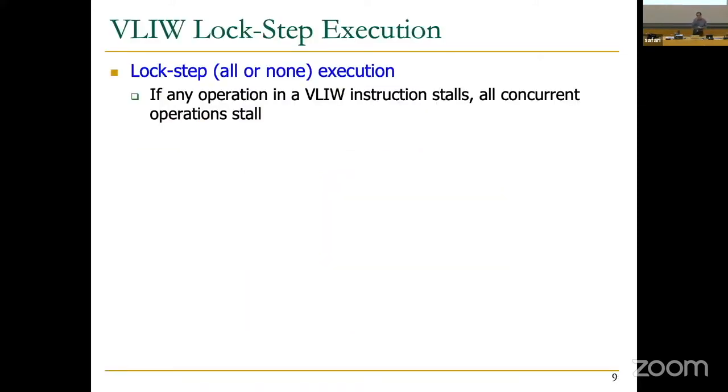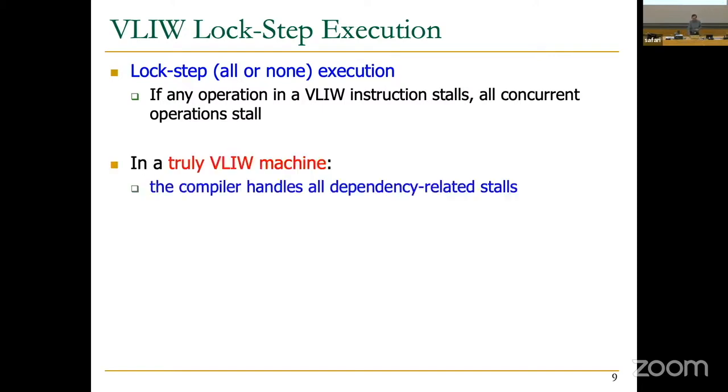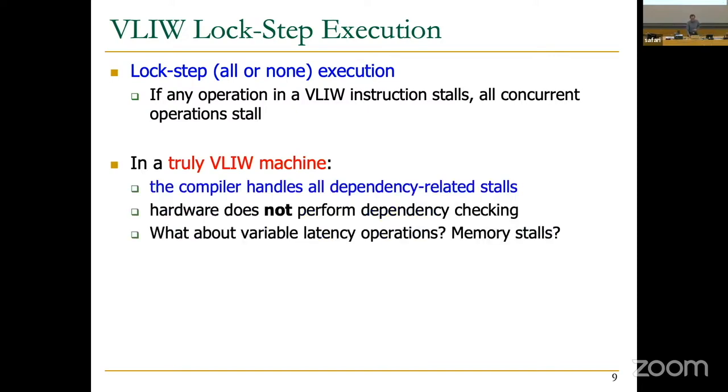So, okay, let's talk about some of these characteristics a little bit more. So there's lockstep. In other words, all or nothing execution. If any operation in a VLIW instruction stalls, all concurrent operations stall. This makes scheduling easier. And in a truly VLIW machine, the compiler handles all dependence-related stalls. As we discussed, hardware does not perform any dependency checking. And the issue is really, if you know the latency of all of these instructions perfectly at the compiler level, maybe you can do this. Because at least you can figure out which instructions take how long. And if all of the instructions are taking, let's say, 3 cycles, you put them together, right? Or maybe close enough cycles.